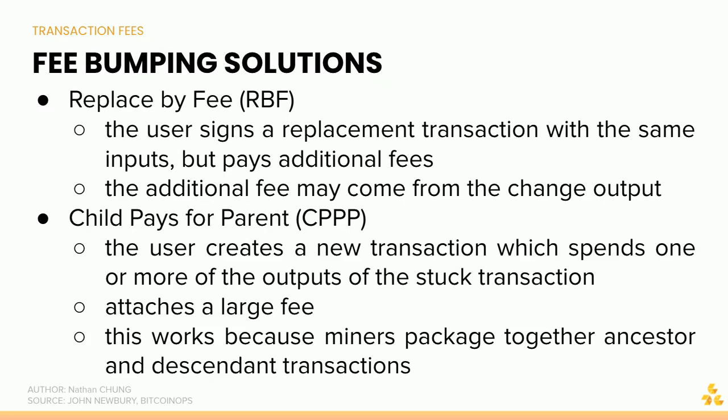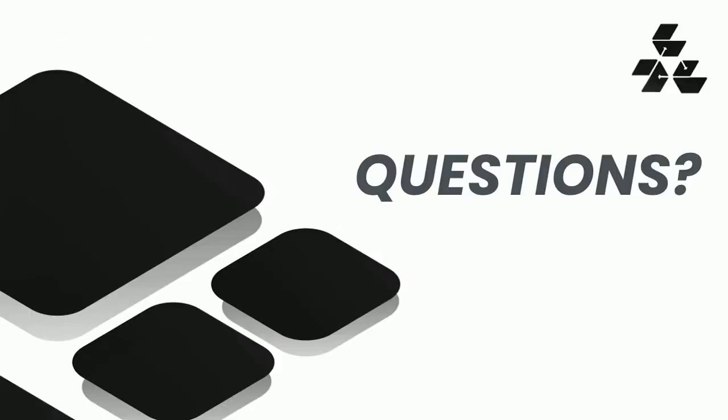But with child pays for parent, the difference is that the user creates a new transaction which spends one or more of the outputs of the stuck transaction. So it's a way of overriding this transaction, and rather than trying to add additional incentives to an already posted transaction, it helps to create a new one. These bundles of fees and transactions work like a bundle system, and it allows everything to be pushed through rather than one being stuck and the other going through. So, okay, that was definitely a lot.